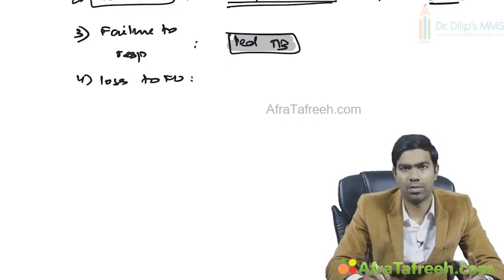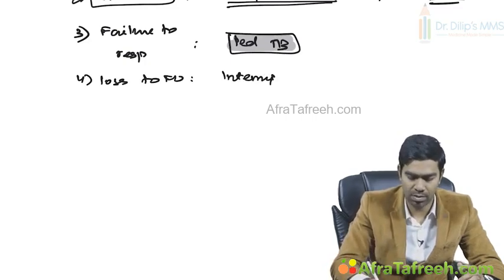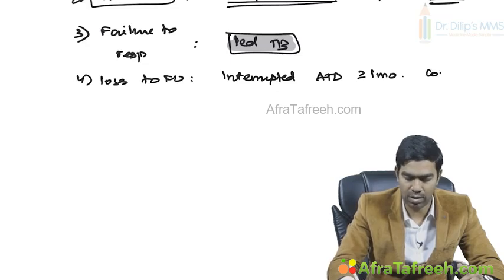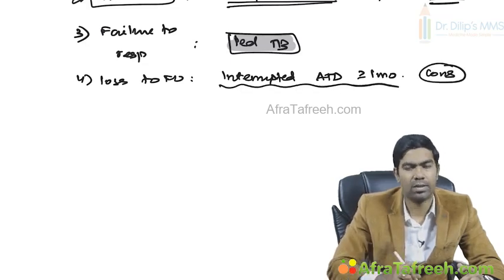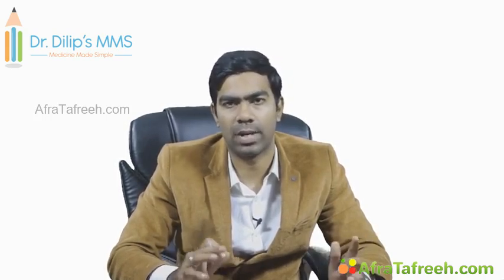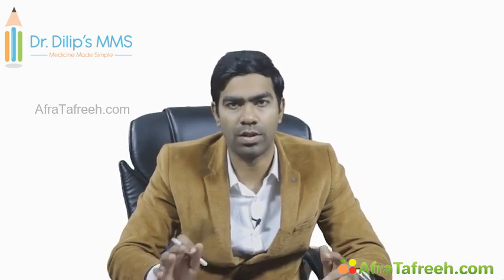So what do you mean by loss to follow-up? It means interruption in the antitubercular drugs for at least 1 month or more, and consecutively. If it's within 1 month, it will not be called loss to follow-up. If the antitubercular drug therapy is interrupted for at least 1 month or more, consecutively, only then will we call it that, not like 2 days in the first month, 10 days in the second month. No, if you have such interruptions in the ATD, that will not be called loss to follow-up. It's not cumulative, it's consecutive interruption of the antitubercular drug therapy for 1 month or more, then we call it loss to follow-up.